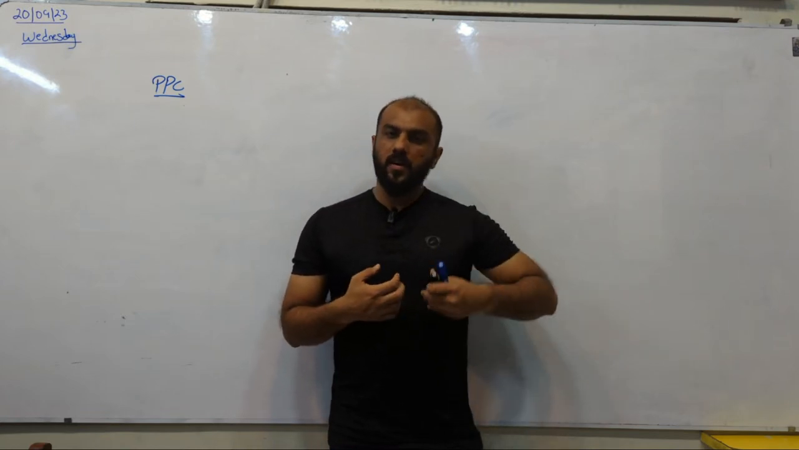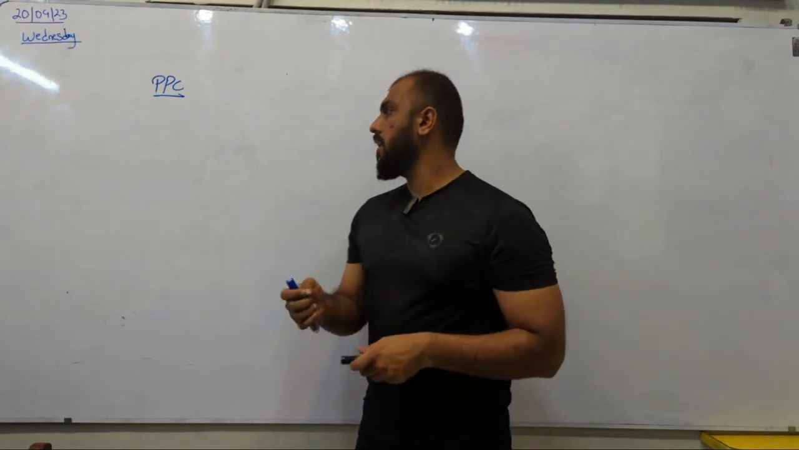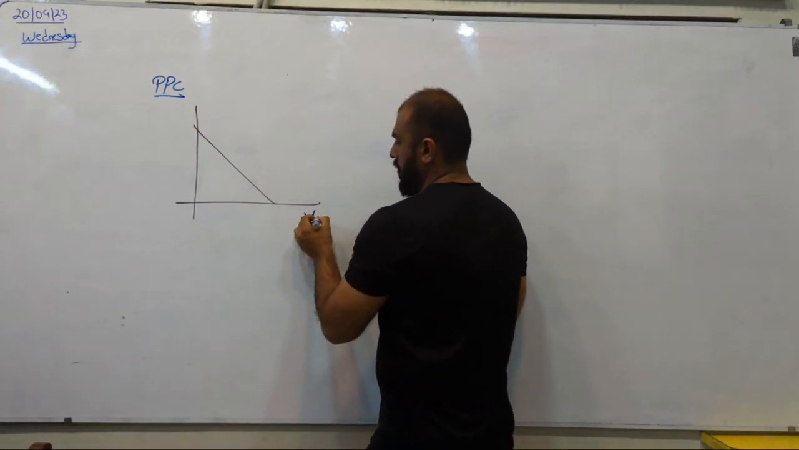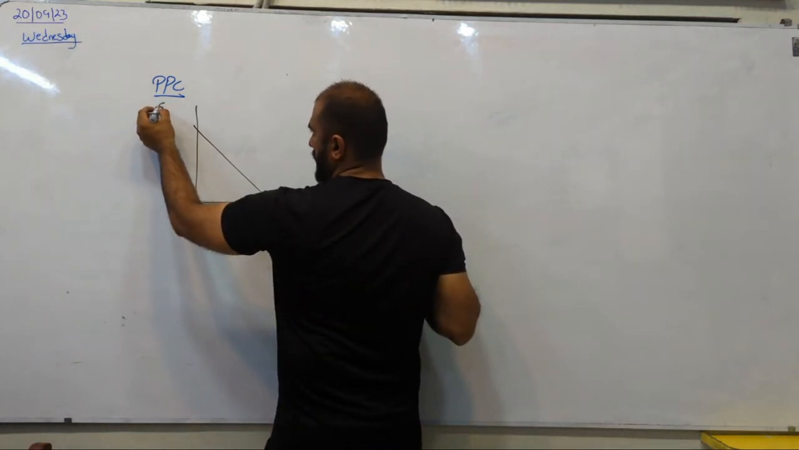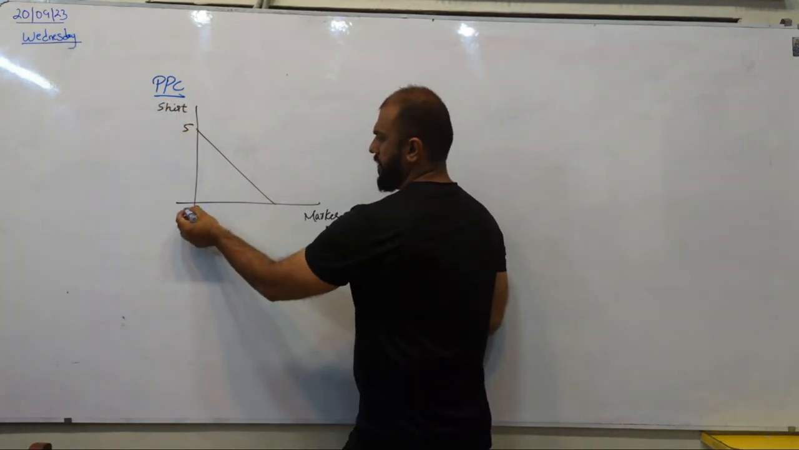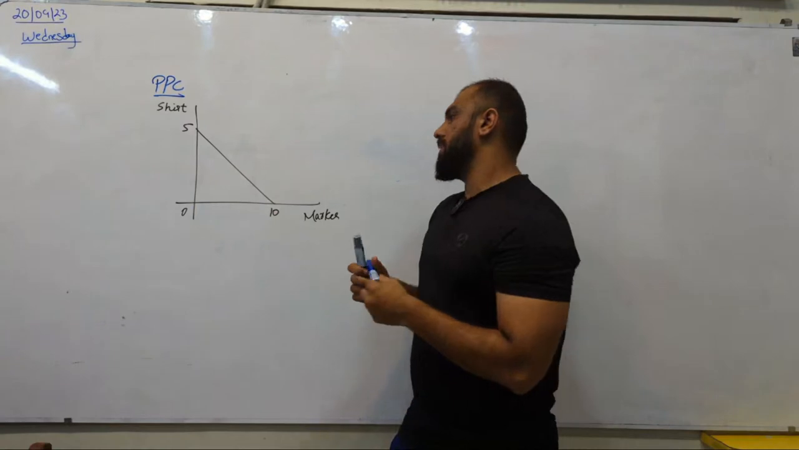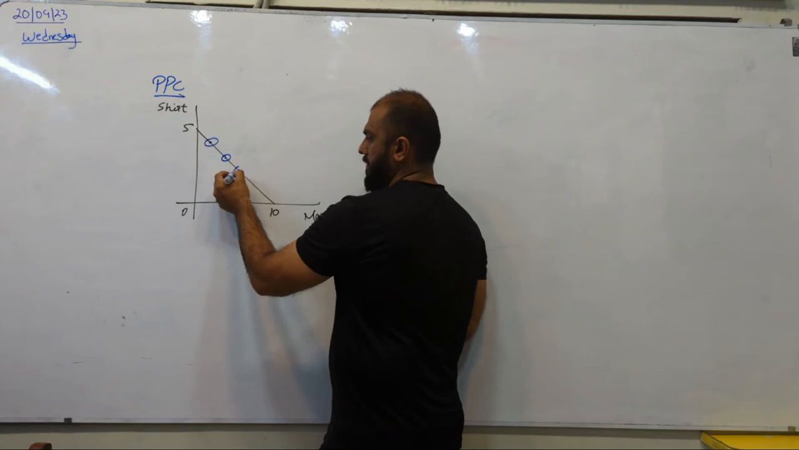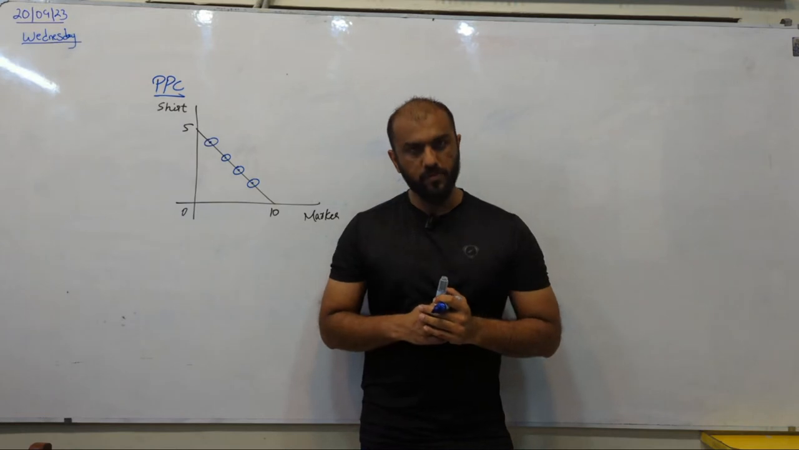So I could produce 5 t-shirts, that is shown in the PPC. I could produce 10 markers, that is shown on the PPC. So this is a PPC, it's a straight line, and let's say shirts. So at most 5 shirts and 0 markers, 10 markers and 0 shirts. I can produce any combination of goods on this PPC curve. So basically a PPC curve is showing me the combination of goods that can be produced with the given resources.